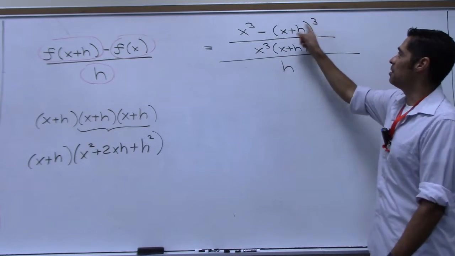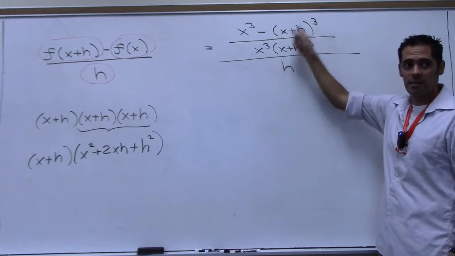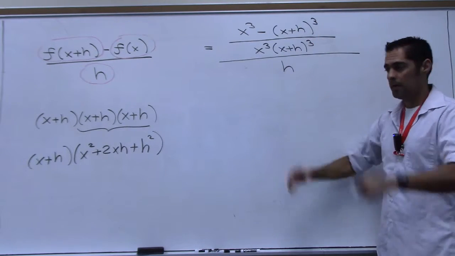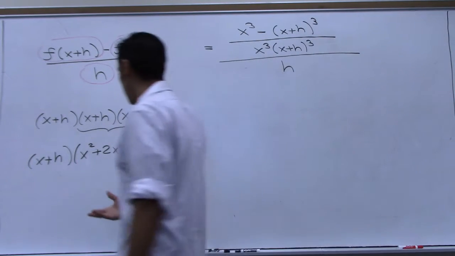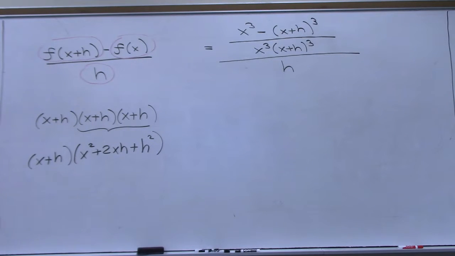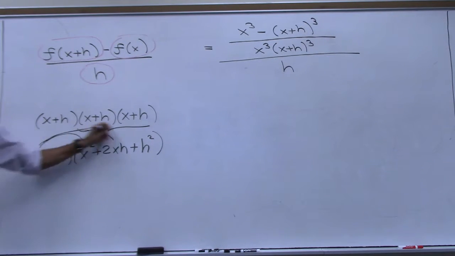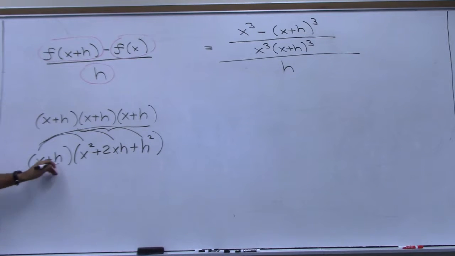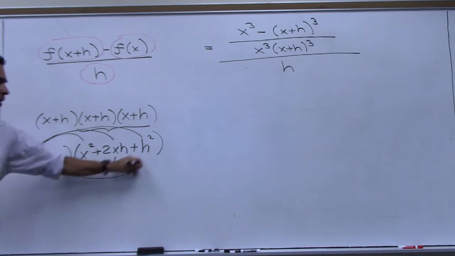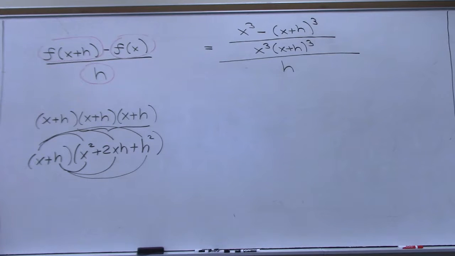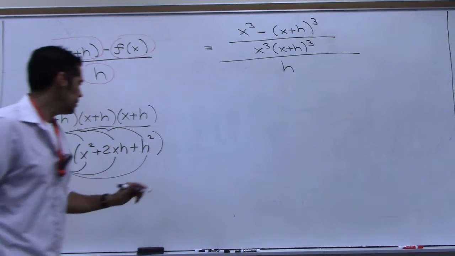Just be careful. When you do this cubing, you don't cube each one, right? That's a big no-no. You have to cube the whole thing. Now at this point, how would you multiply this out? One way you can do it, and the way I recommend, is you start with the first one, x, and you pass x through all three. Once you do that, then you come through with the h, and you pass the h through all three. So you're going to have a total of 6 multiplications here. Then collect all your like terms together.